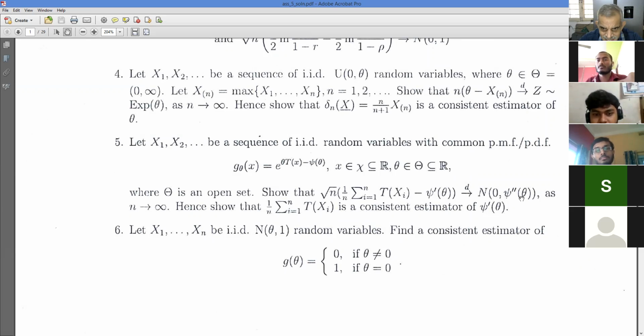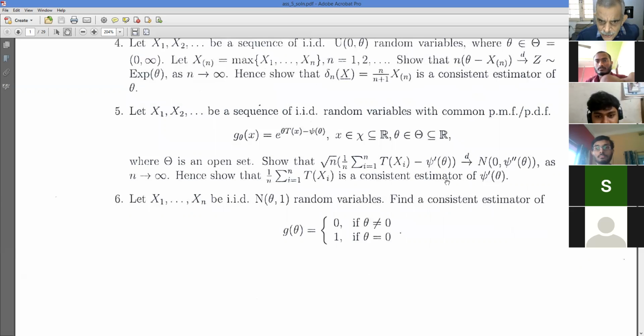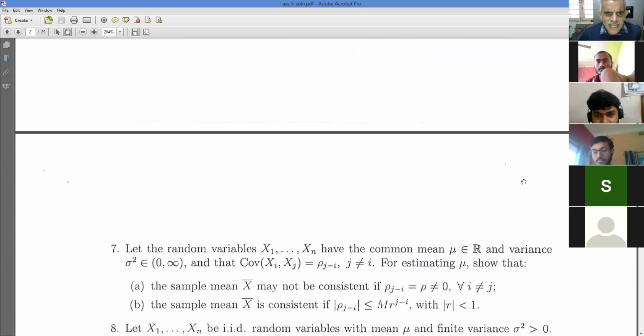Yes, sir. If I integrate the PDF, that is equal to 1. Very nice. And then you can differentiate both sides with respect to theta. Yes, sir, exactly the same thing. And then you are able to do it, right? You are able to get the expected value of T(X1) as psi prime theta and the variance of T(X1) as psi double prime theta, right? Yes, sir. Yeah, that is what you have to prove. 6 we have done just now.